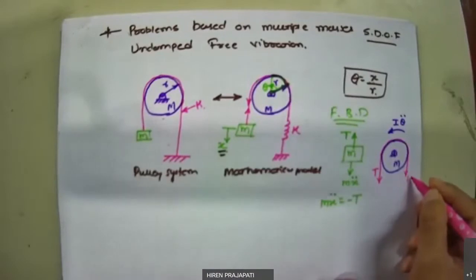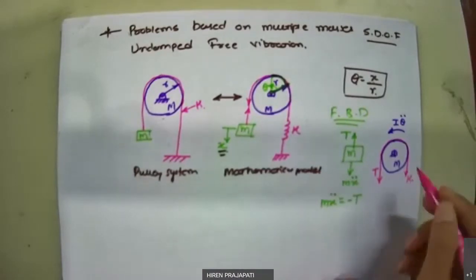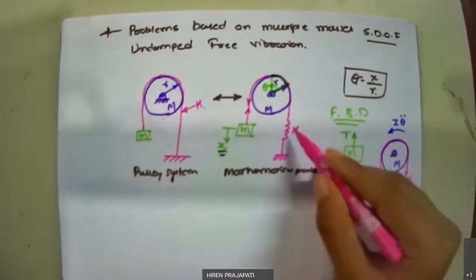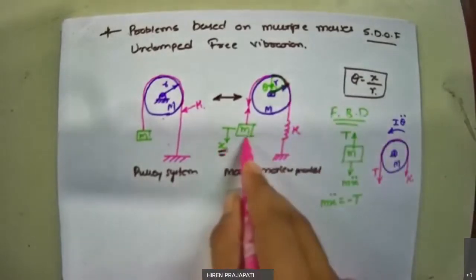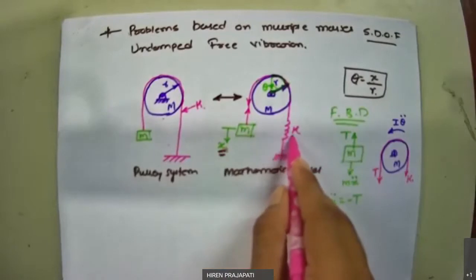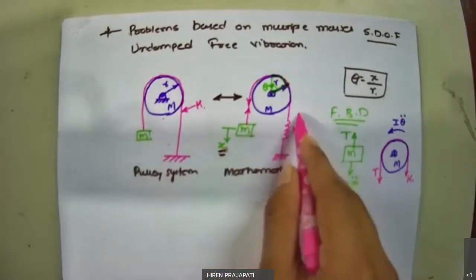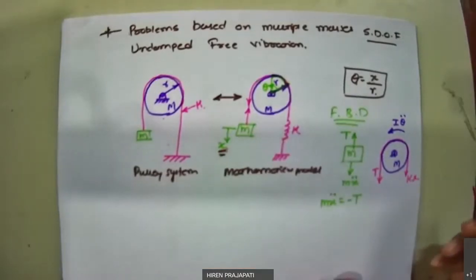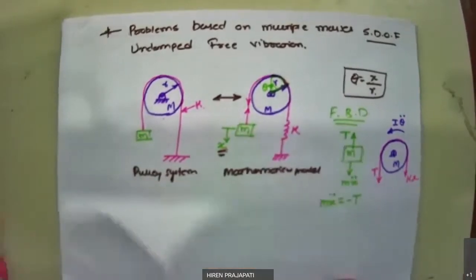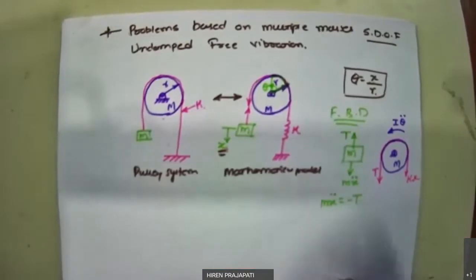So that will give the opposite spring force. The opposite spring force is K into deflection. So how much is the deflection of the spring? The spring is elongated by the same distance x. This mass is moved by x, so this spring is also displaced, or elongated, by x distance. So I get Kx as the spring force. Right? This is the free body diagram of the pulley system.